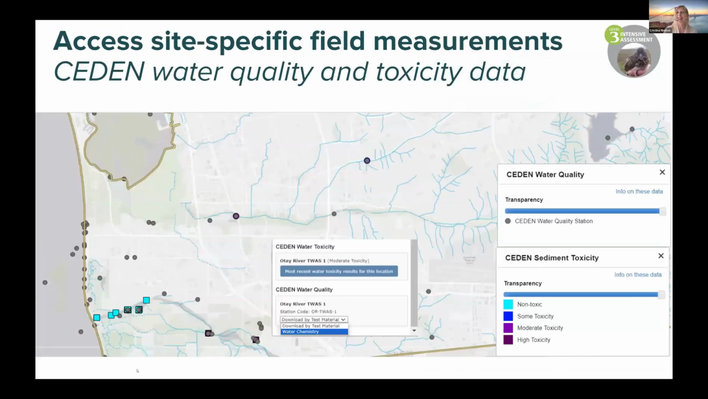And then moving on to level 3. So we can also use EcoAtlas to access these site-specific field measurements. So for example, we could access information on water quality and toxicity data that are being stored in the California Environmental Data Exchange Network, or CEDEN, repository.